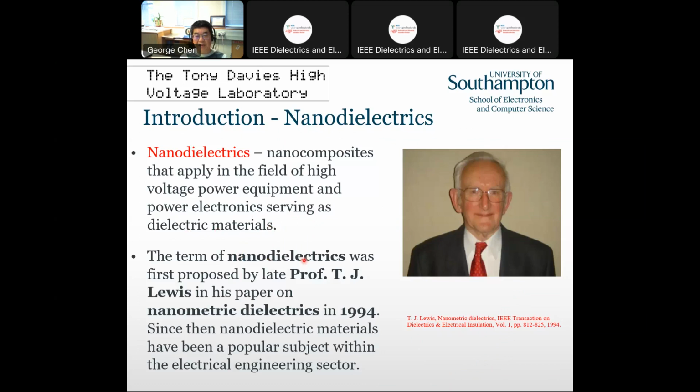The term nano-dielectrics was first proposed by the late Professor T.J. Lewis in his very first paper on nano-matrix dielectrics in 1994. Since then, nano-dielectric material has been a very popular subject within the electrical engineering sector, and lots of research has been carried out. So why are we interested in nano-dielectrics, and where can we apply them?